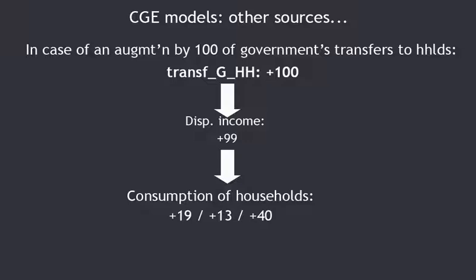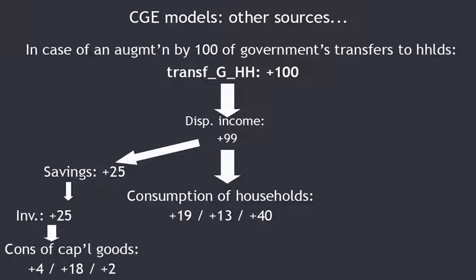There is practically no effect here on the current account, or only a second-order effect. On the other hand, households' savings increase due to the increase in disposable income. This is the most important channel for business investment, which increases slightly by 25, and therefore the demand for goods in each sector for capital formation purposes increases.